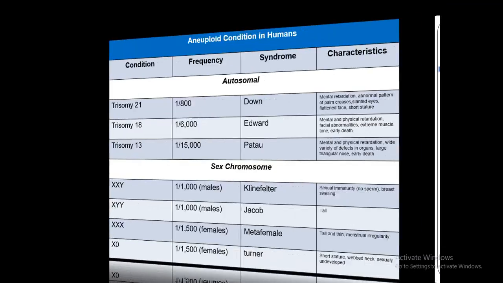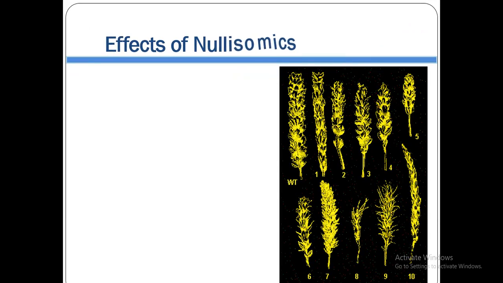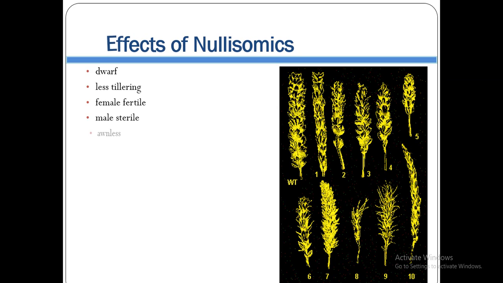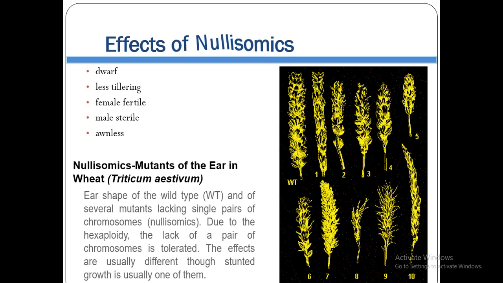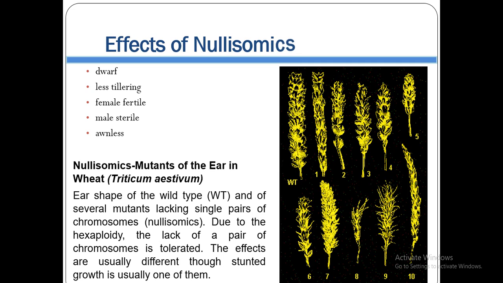Effects of nullisomy. For animals, by the time nullisomy happens in the offspring, the offspring immediately dies. But for plants, they can still thrive. Plants experiencing nullisomy are dwarf, and most of the time they become sterile, especially the male. But the female can still be fertile.